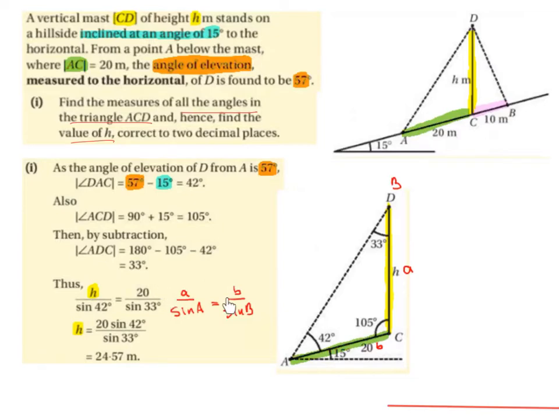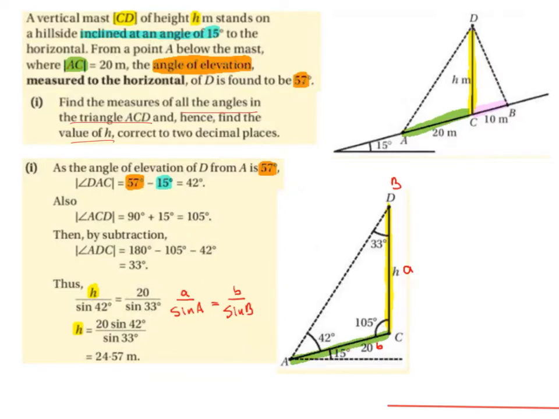So subbing into my formula, I swap the a for h, so I get h over sine of 42 degrees is equal to, I swap the lowercase b for 20, and that's all over sine of b, which is 33 degrees. So h over sine of 42 equals 20 over sine of 33.